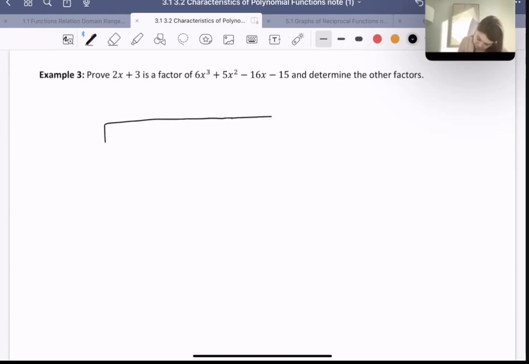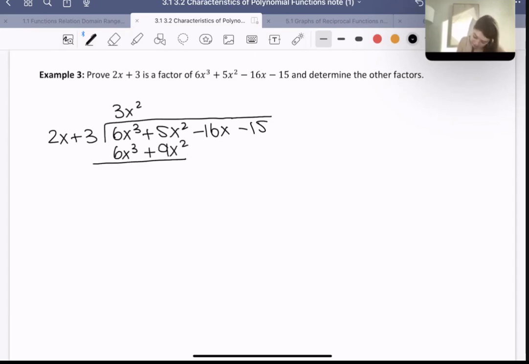So let's go here. This is going to be 6x cubed plus 5x squared minus 16x minus 15. And then here we're going to have 2x plus 3. Okay. So how many times does 2x go into 6x cubed? Well, 3x squared times, right? What is 2x times 3x squared? That's going to be 6x cubed. Then we have 3 times 3x squared, which is 9x squared, like that.